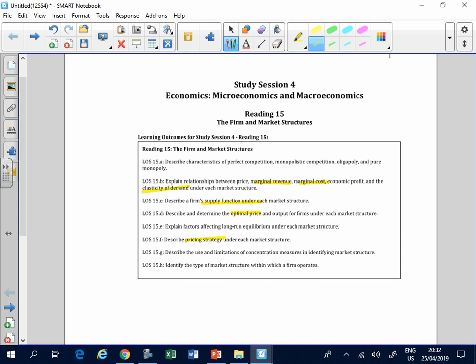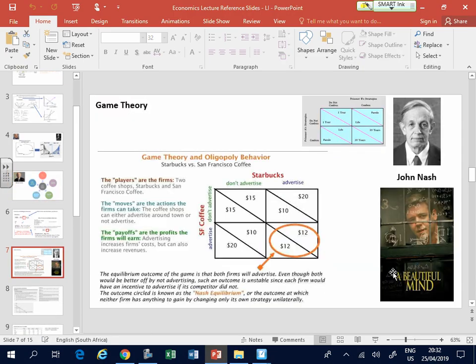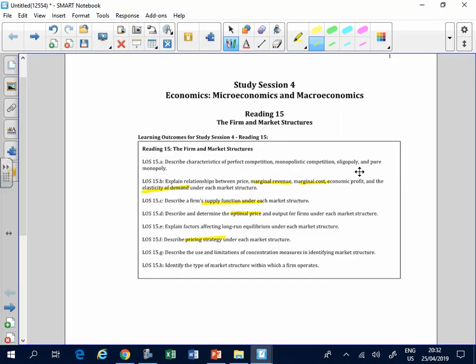Pricing strategies, extremely interesting. Anybody ever seen this movie, just to get you excited? A Beautiful Mind. So you've watched that movie. Have you watched that movie? No, you're trying to remember. Go watch the movie if you just want to relax. You've done your study hours, because it's based on that particular man over there, John Nash.